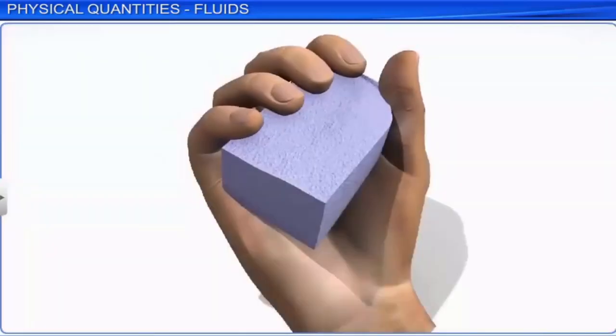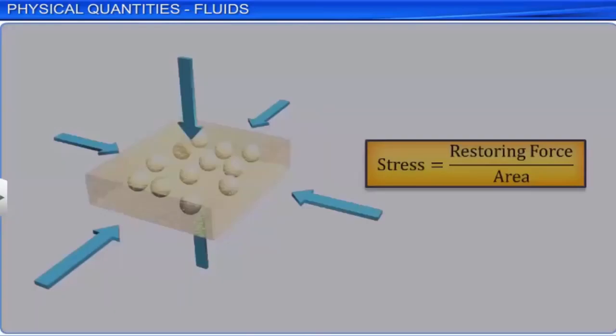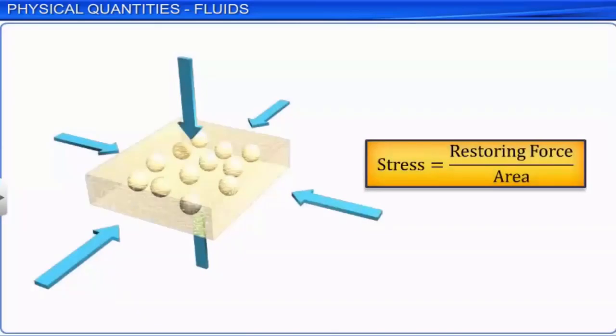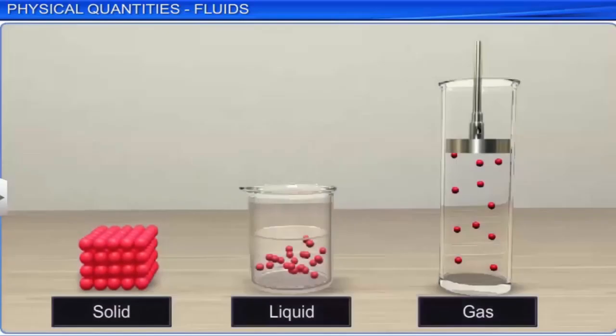However, when an external force acts on certain categories of bodies, their volume changes and the bodies develop a restoring force. The restoring force acting per unit area is called stress. Change in volume due to stress is negligible in solid, very small in liquids, and very large in a gas.